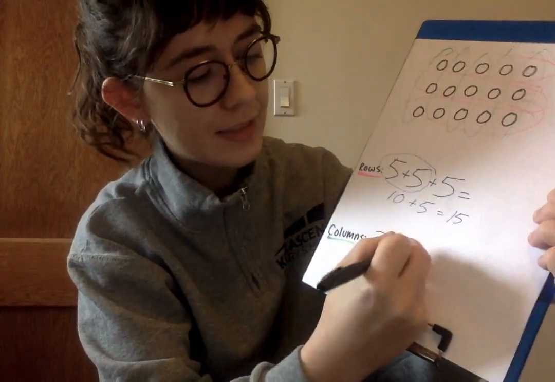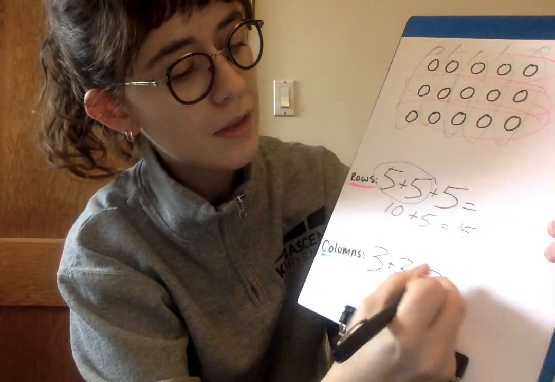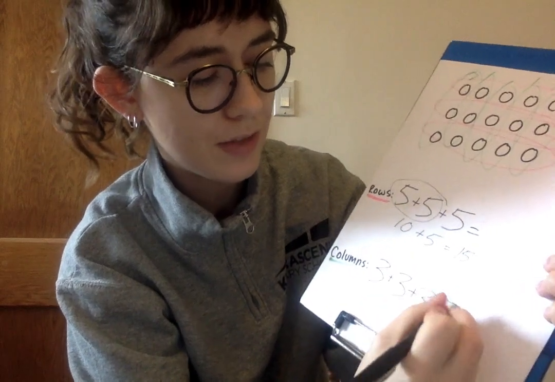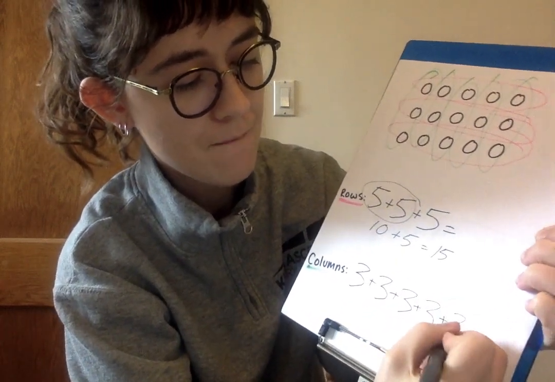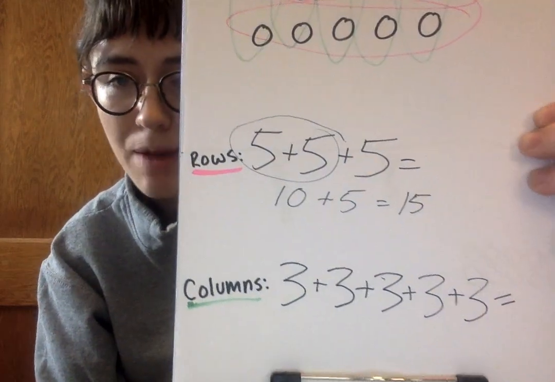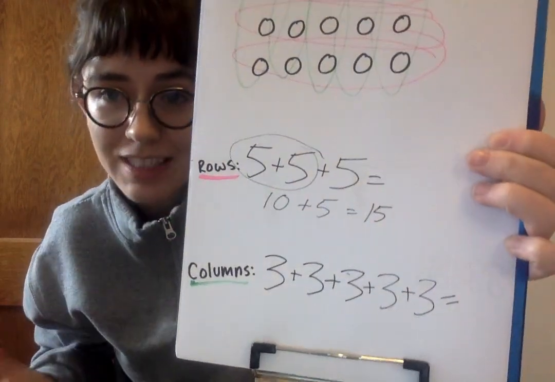So here we go. 3 plus 3 plus 3. There's 1, 2, 3, 4, 5 columns of 3. So there's going to be 5 3s. 1, 2, 3, 4, 5. All right. Next up, you guys know that it's time for me to look for facts that I know.